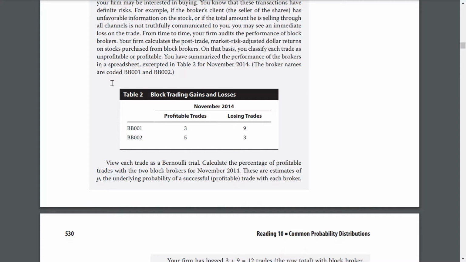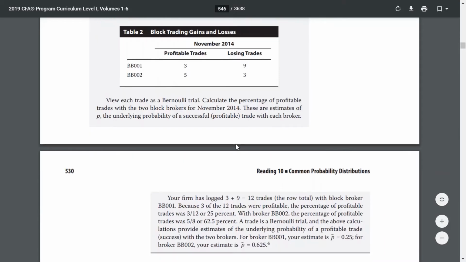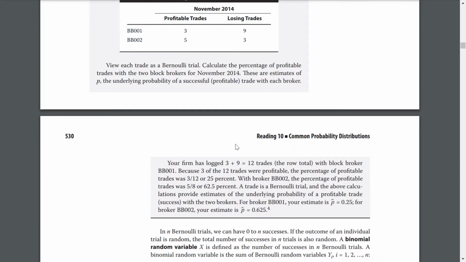You have summarized the performance of the brokers in a spreadsheet, an excerpt of which is in Table 2, November 2014. The broker's name or code is listed. So there are 3 profitable trades and 9 losing trades for BB001. For BB002, we have 5 profitable trades and 3 losing trades. View each trade as a Bernoulli trial.